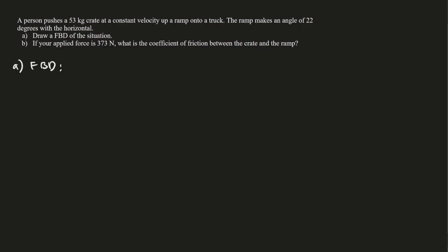FBD. I'm going to be drawing the FBD in reference to the ramp because it makes it easier to visualize the angles. So first I'm going to draw the ground, and then I'm going to draw the ramp at 22 degrees. Now that might not be exactly 22 degrees, but this is good enough to visualize the situation. So then I'm going to draw the star of the show, which is the crate. And then afterwards, I'm going to be thinking of the different forces that are applied on the crate.